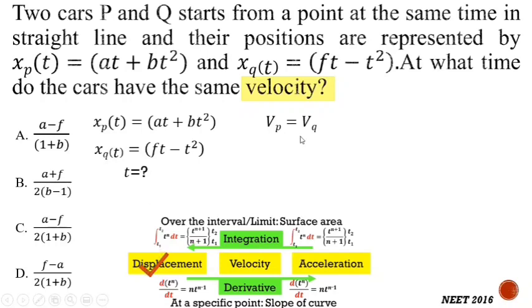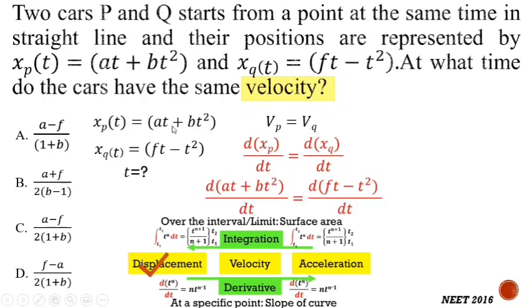Here displacement is given. To use this condition we will find the velocity by taking the derivative. So derivative of xp divided by dt and derivative of xq divided by dt is nothing but the velocity of P and Q. So xp is nothing but at plus bt square, and xq is nothing but ft minus t square. To find the derivative we multiply with the power and reduce the power. So here the power is 1, so 1 is multiplied and reducing the power by 1 gives t raised to 0. So ultimately it becomes a.